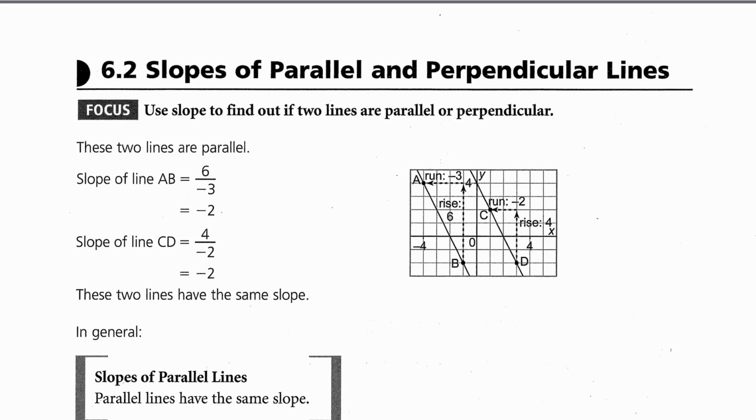This is section 6.2, slopes of parallel and perpendicular lines. What do railway tracks, ladders, and streets in the section have in common? They all involve lines. Some lines never meet. Some lines meet at a perfect right angle.